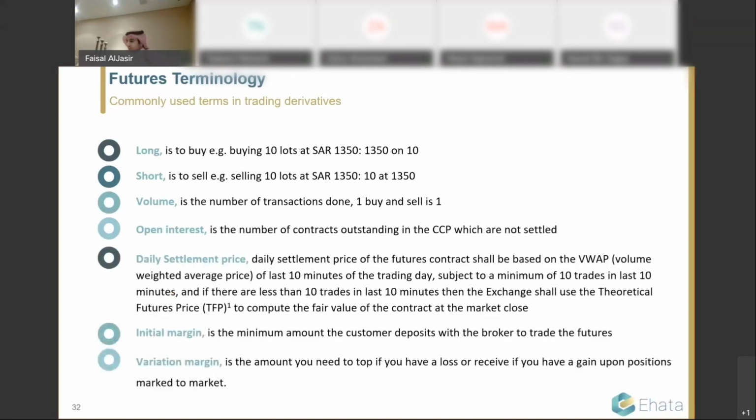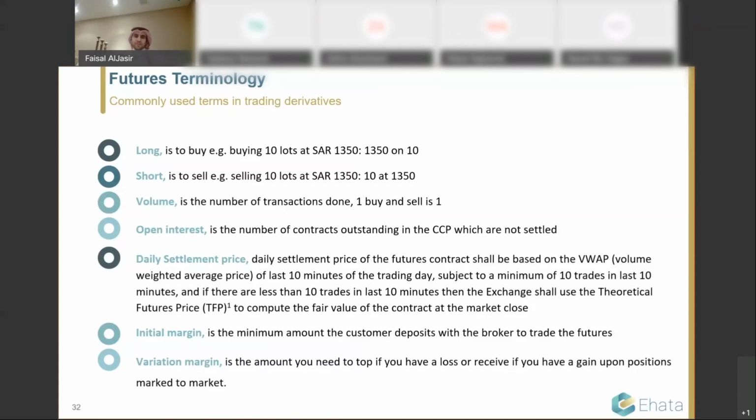So this is some of the futures terminology. We just explained long, we explained short, the volume. Open interest is an important concept. It is the number of contracts that are outstanding in the CCP and which are not settled. It's important to know that open interest is not always equivalent to the volume. Sometimes you get a volume that is higher than the open interest, because sometimes traders open the position and close the position within the same day. So these are not outstanding trades. So open interest is different from the volume.